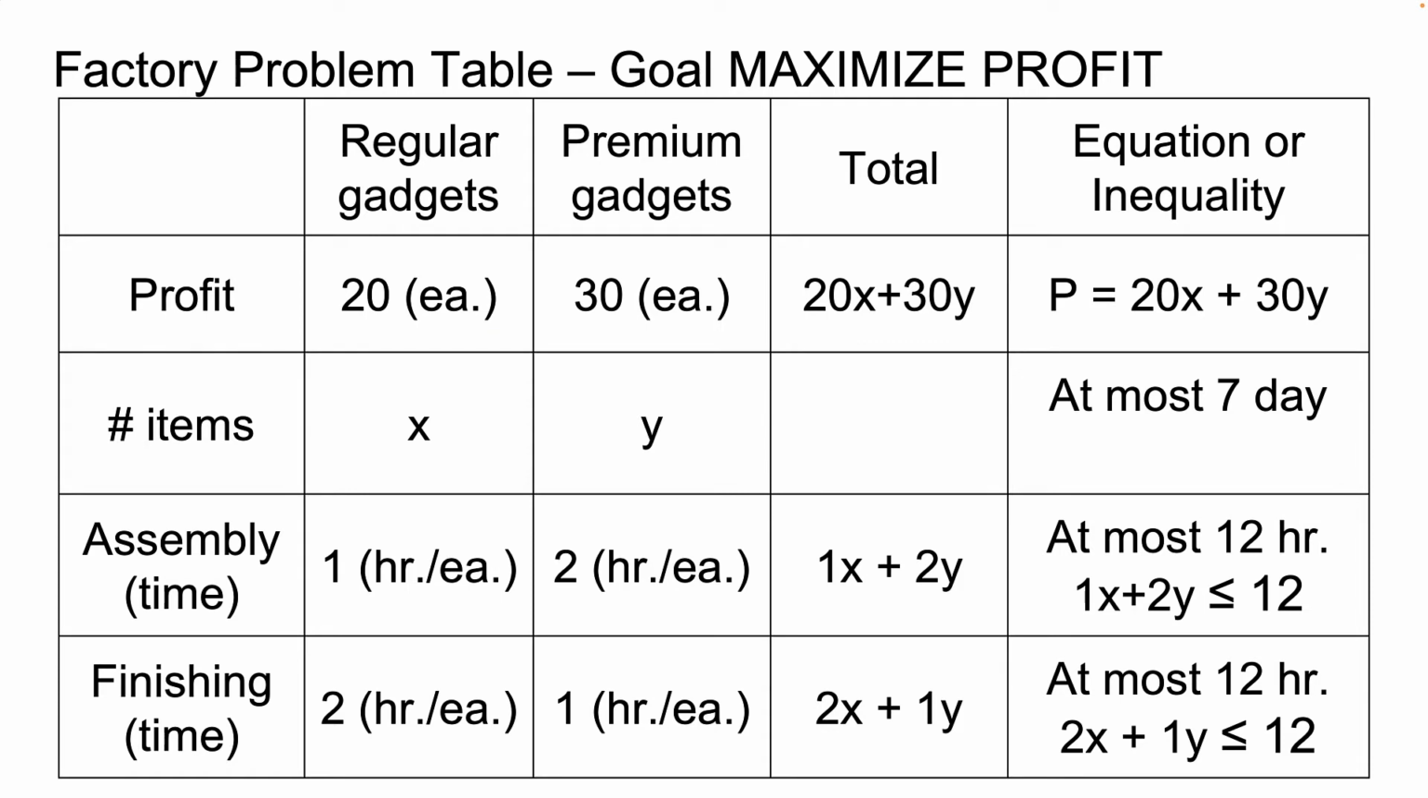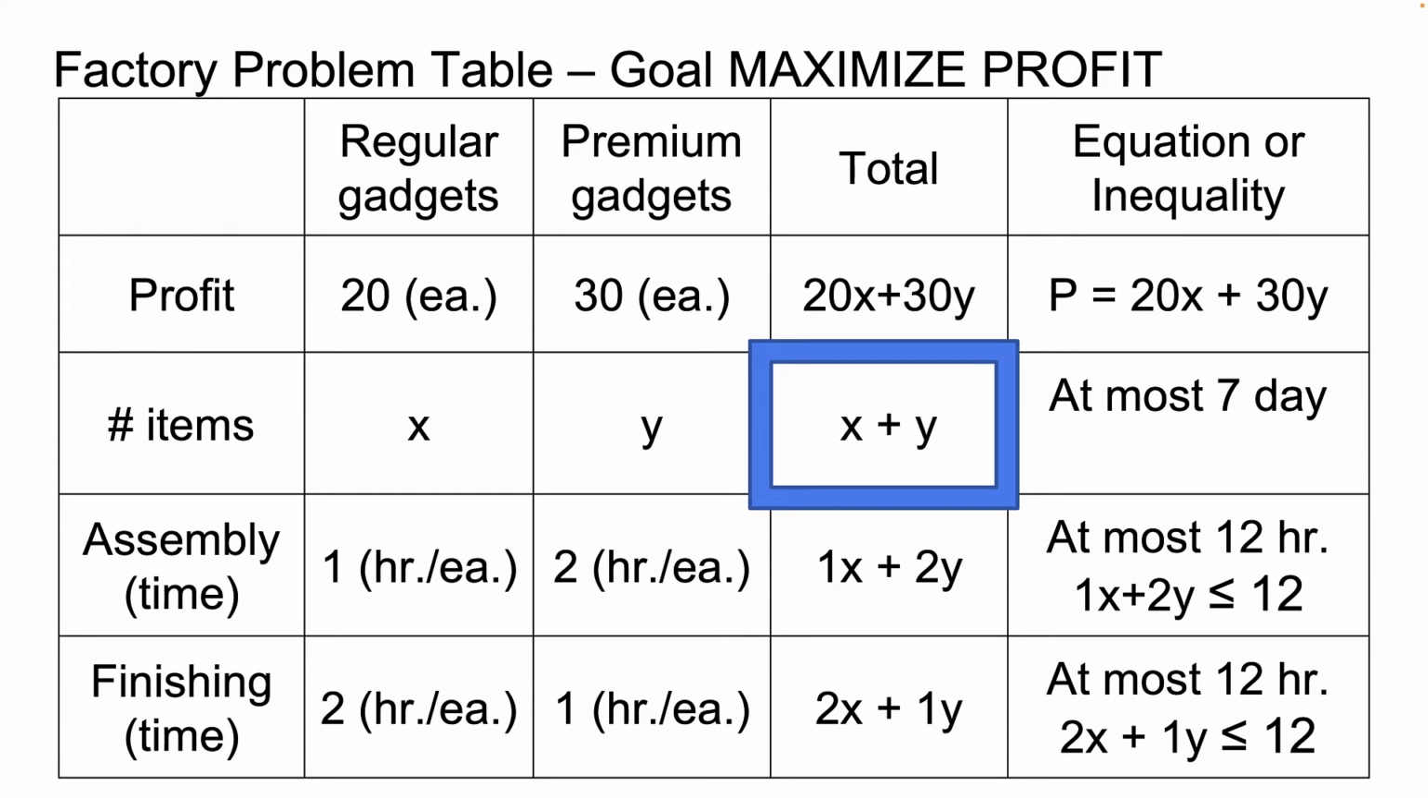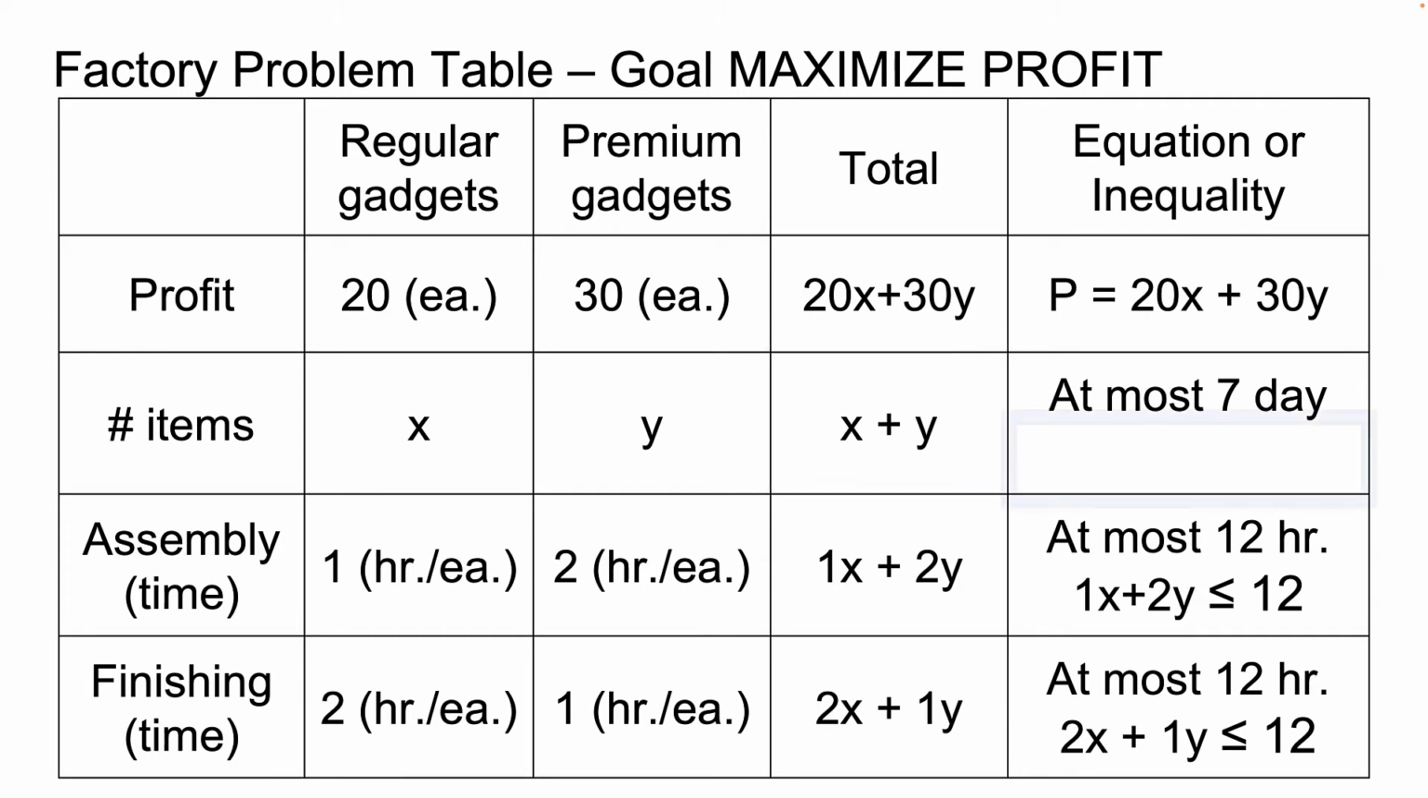Let's finish this out and write our last inequality. So the total number of items made would just be X plus Y. And if they can make at most 7 items per day, our inequality would be X plus Y is less than or equal to 7. Now we have our objective function and 3 constraints.